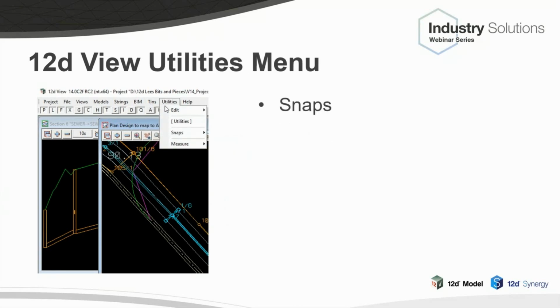Now, the utilities menu, as I said, we have the snaps, which most of those are set up at the top, but there's a few extra ones around the snaps menu. But more, it's got all the measures in there. So you can pick on things. The normal inquire works, which gives you a lot of information, but you can also do things like crossfall between strings, picking up bearing distance, plan areas, and so on. So all those sorts of measures are there for you, just as they were in 12D Model.